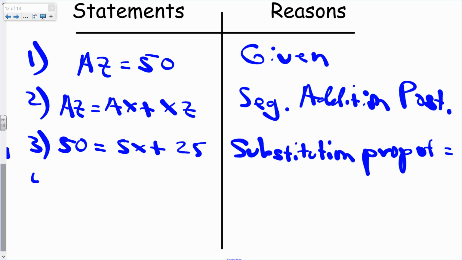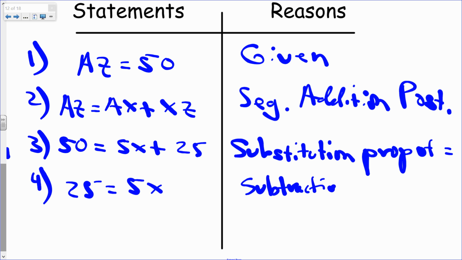How am I going to get x by itself now? What do I have to do to both sides? What would I subtract from both sides? Thank you. If I take away 25 from the right and 25 from the left, what's going to result? Watch this. 25 equals 5x. What gives us the right to say that? Well, what did I do? I subtracted the same amount from both sides, so it's subtraction property of equality. I'm just abbreviating equality here, like always.